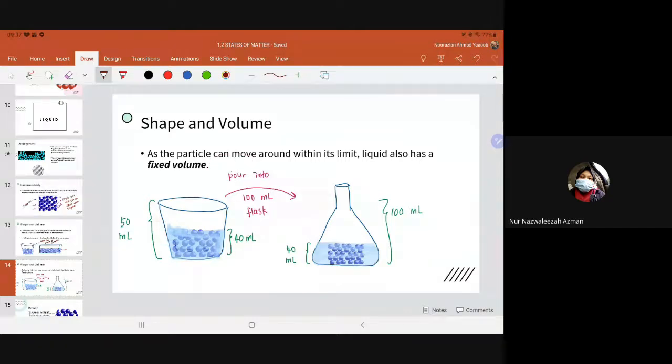Sebab particles can move around within its limit, dia ada pergerakan yang terhad, dia akan ada fixed volume. Okay? Liquid dia tak akan naik atas, terbang ke atas, tak ada. So it cannot fill 100 ml. Dia akan ambil 40 ml saja. Okay? Setakat ini jelas? Does anyone have any question?